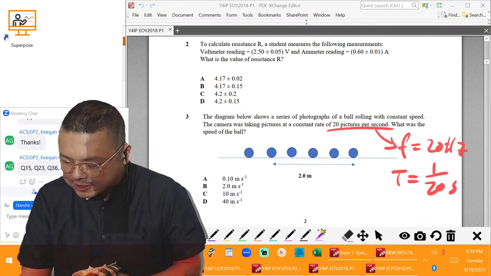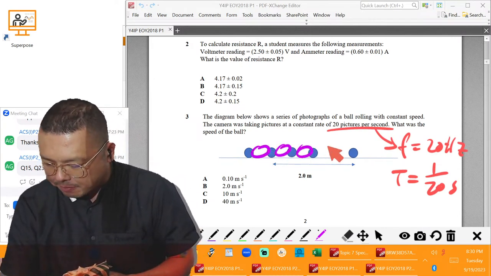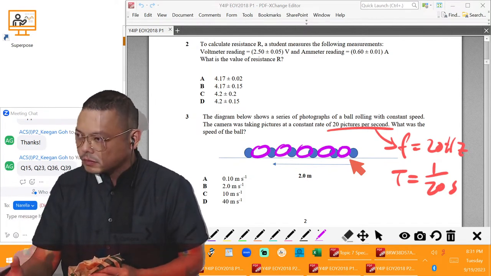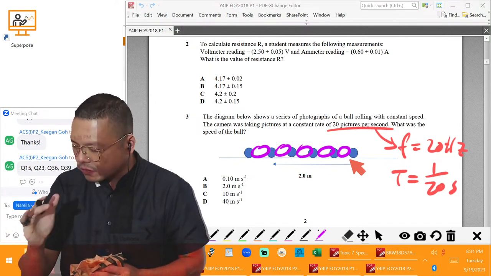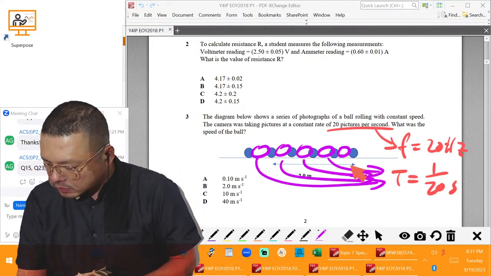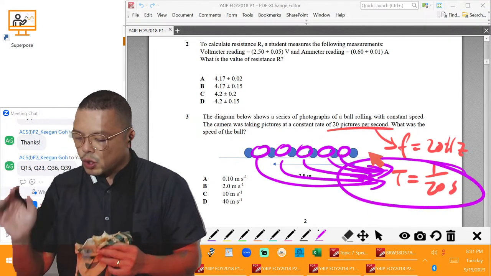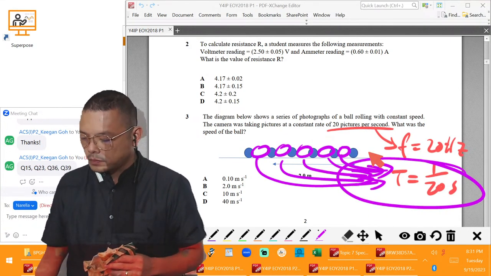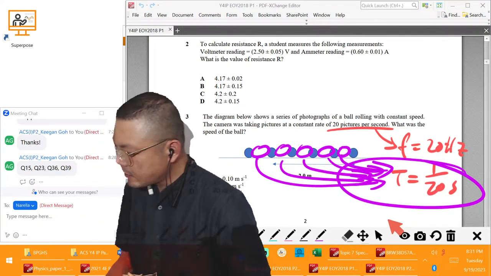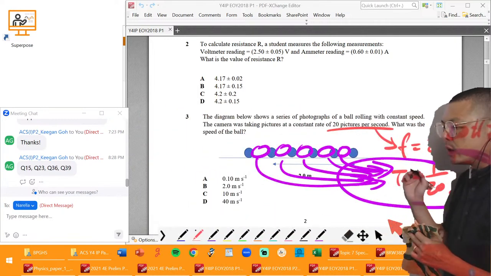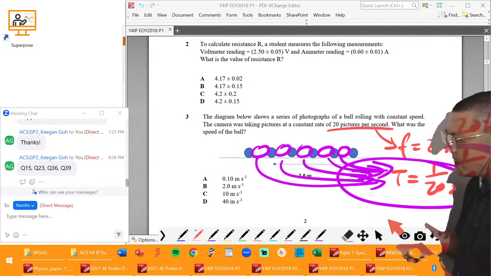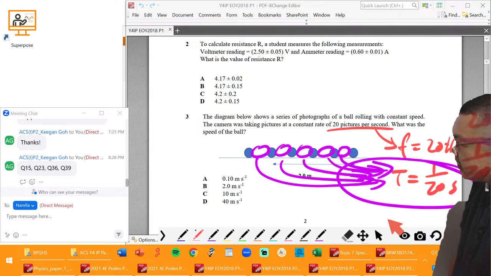For stroboscope or for ticker, count spaces. Each space represents the same amount of time. Whether the space is big or small, the space represents the same amount of time. So how many spaces are there? What's the total time taken here? 5 times 1 over 20, so 1 over 4. The total time taken is 0.25 seconds. I got tricked.